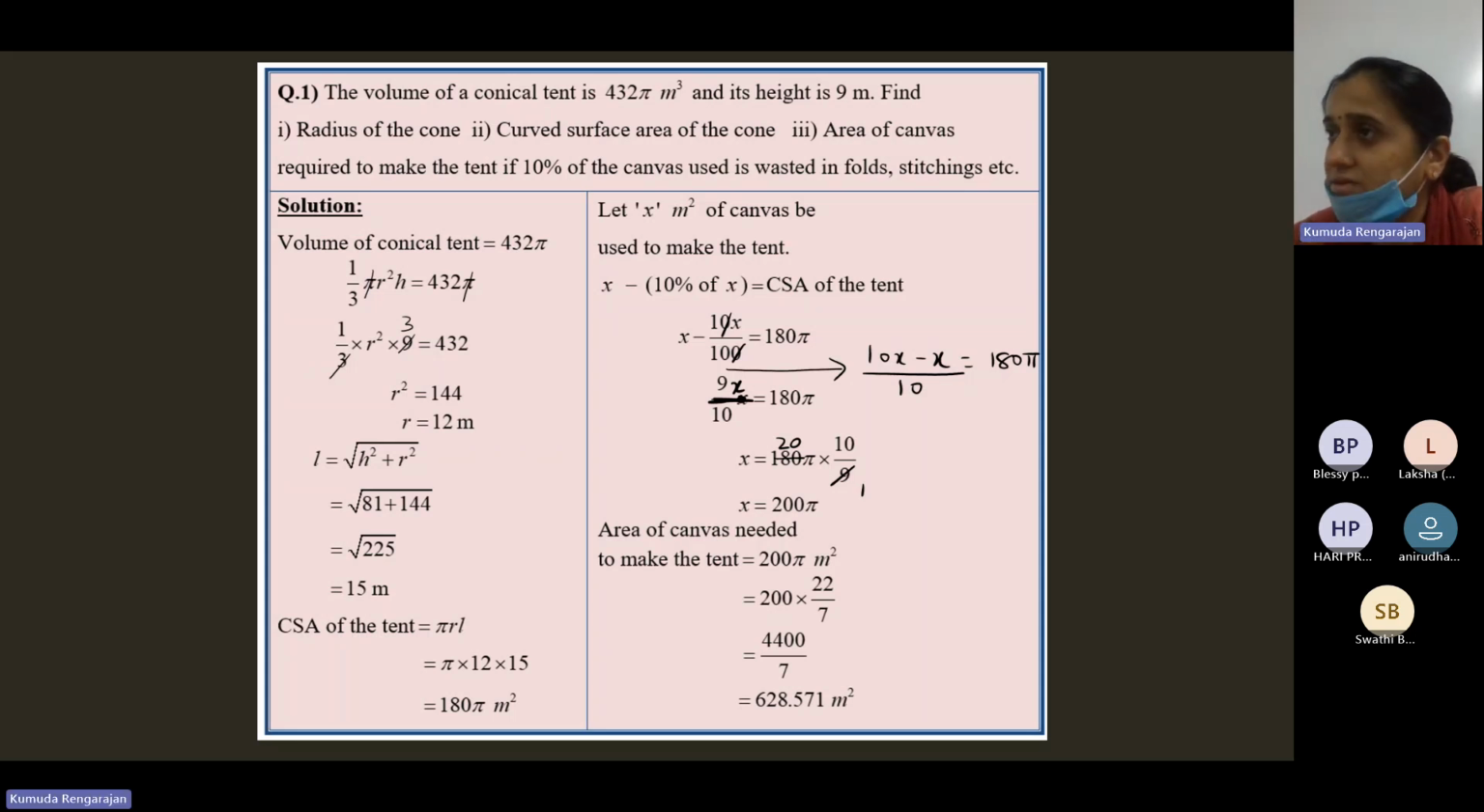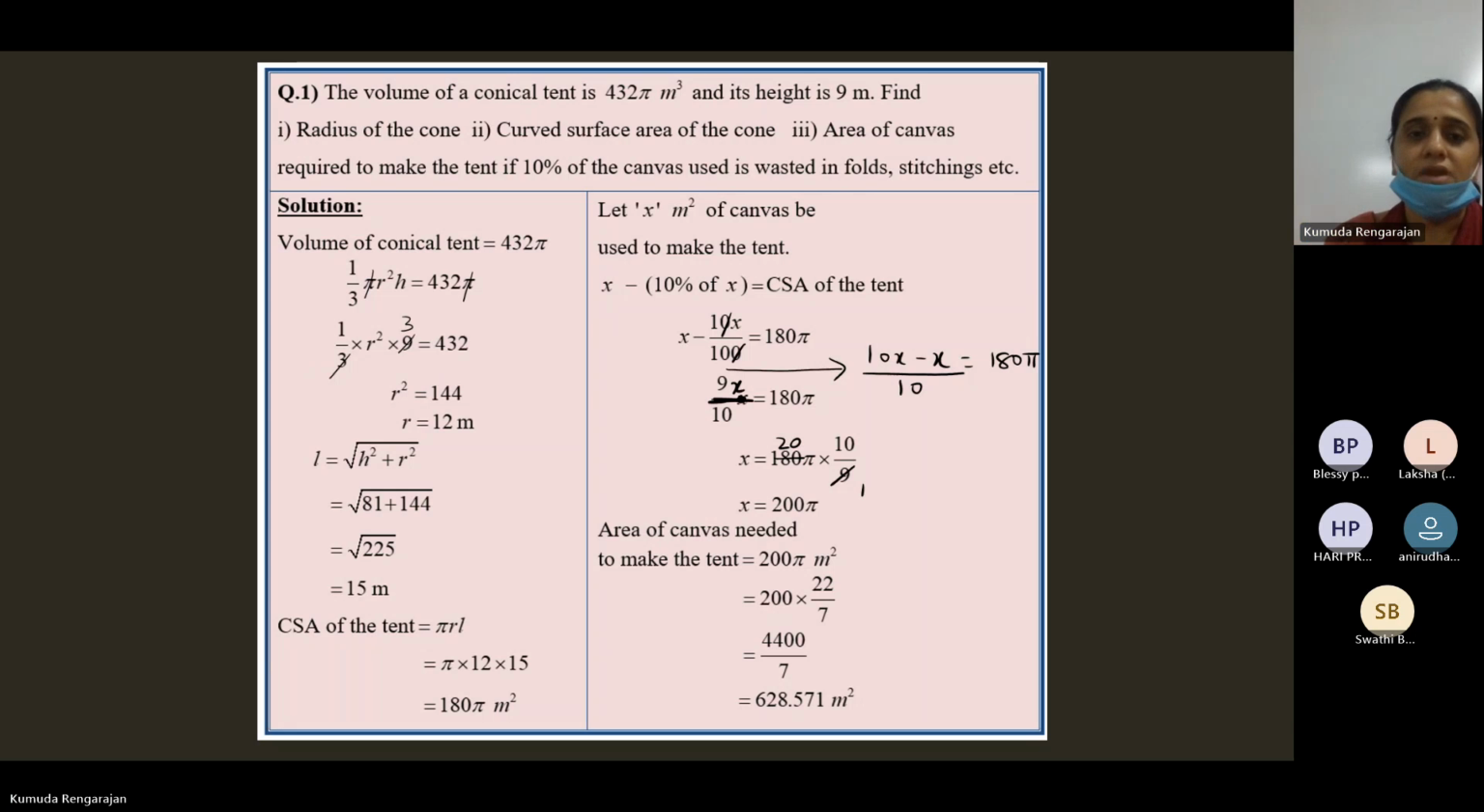So you buy X, minus 10% of X is wasted. So X minus 10% of X is equal to the remainder. Where is the remainder? It's in the CSA of the tent, so it is equal to CSA. This is the equation. You must substitute in this and find the value of X. And that X is what we are buying. Let X meter square of canvas be purchased. So X is what you're buying. So 200 pi. You should not leave your answer with 200 pi. So 200 into 22 by 7.